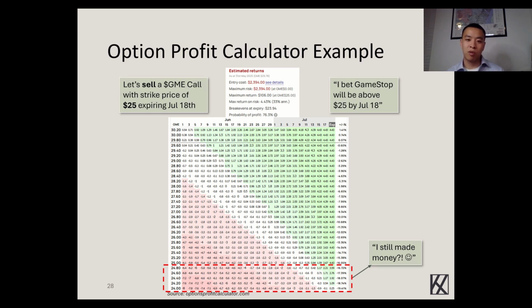You can play around on Options Profit Calculator with different stocks and different options. I highly advise you do that, because it's a great way to see what option pricing actually looks like when it comes to how much money you win at the end.